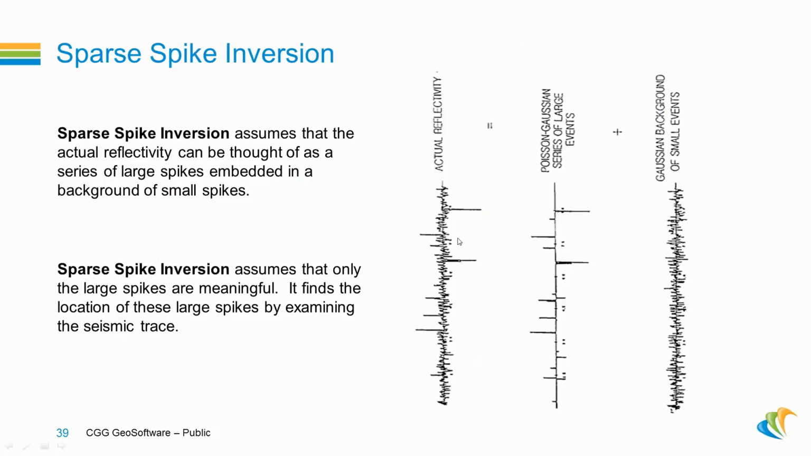In sparse spike, which is the main tool in JSON, we are assuming that the Earth has, if you look at this reflectivity of the Earth, some noise background of the reflectivity and also the main events, which relate to the geological events, these big events. So in the sparse spike, we are looking for this sparser spike, the one in the middle, but these spikes have geological meaning, they are not noise. So the sparse spike uses this idea to calculate the model of the Earth.